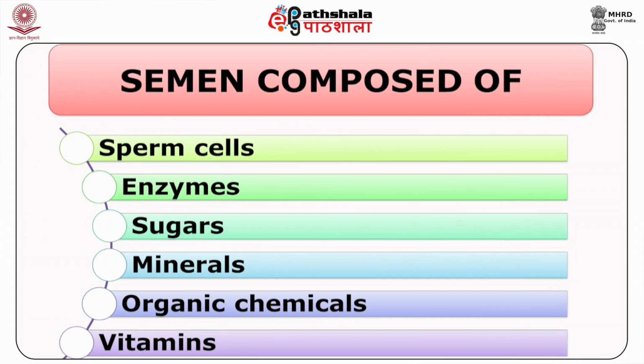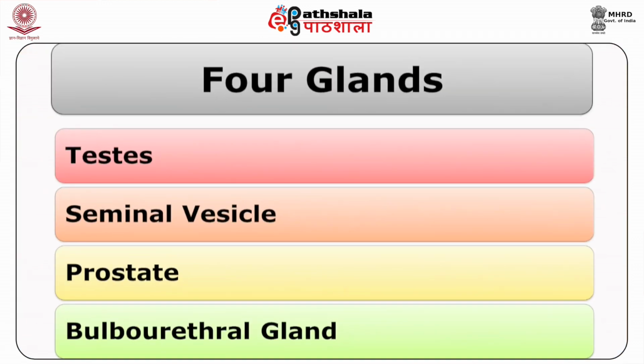Semen is composed of several components, including sperm cells, enzymes, sugars, minerals, organic chemicals, and vitamins. 4 glands contribute their secretions to the seminal fluid, that is, testes, seminal vesicle, prostate, and bulbourethral gland. Bulbourethral gland is also known as Cowper's gland.